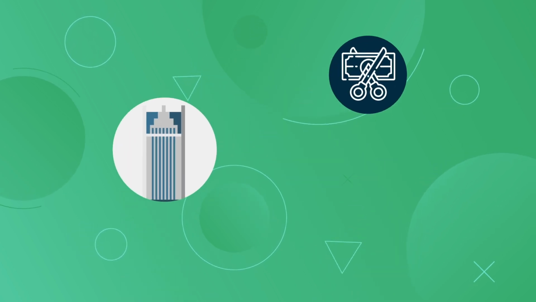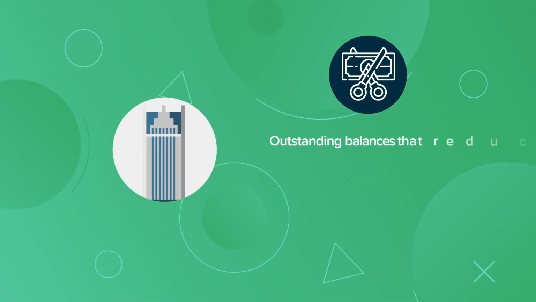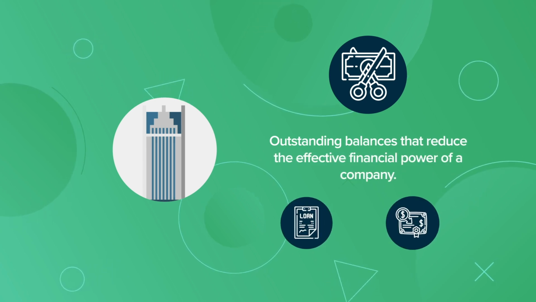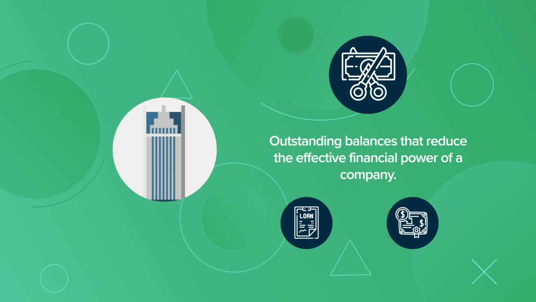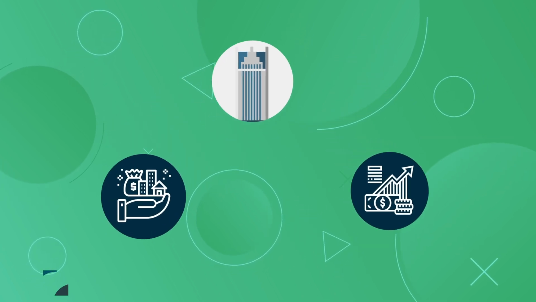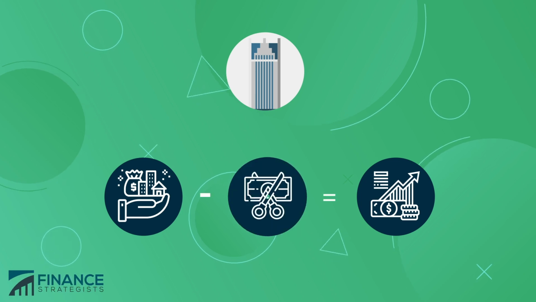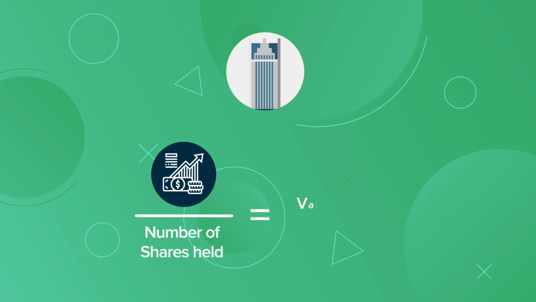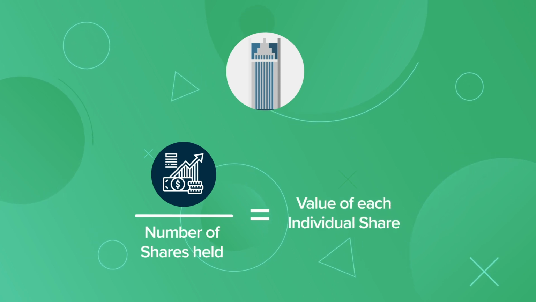A company's liabilities refer to outstanding balances that reduce the effective financial power of a company. Debt from a loan or the issuance of bonds are examples of liabilities. Shareholder equity is the value of a company's assets minus its liabilities. This number, divided by the number of shares held, represents the value of each individual share.